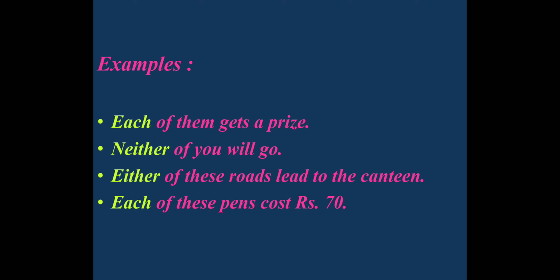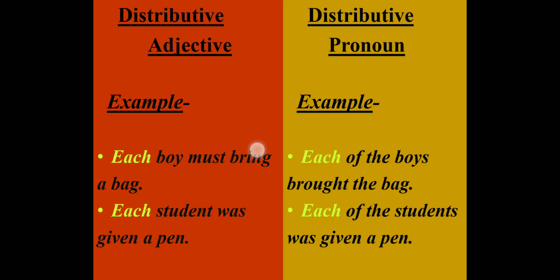Each of these pens. They are collectively many pens, but you are referring to each one individually, that each of these costs rupees 70. So distributive pronouns, when you are referring to a person or a thing individually, which is given in a group, but you are referring to each one at a time. And the terms used are each, either, or neither.